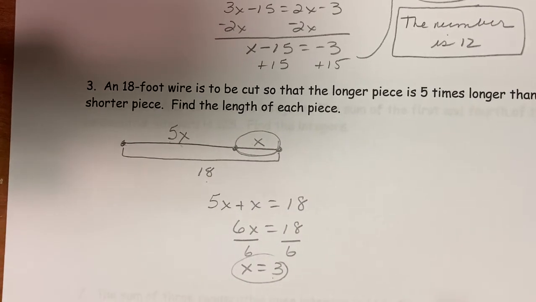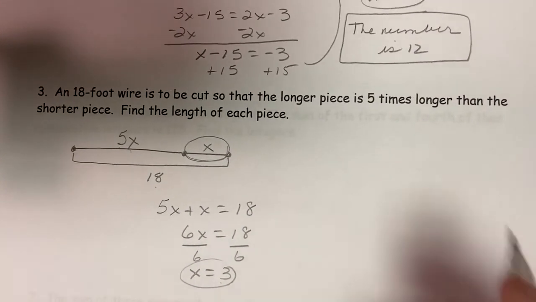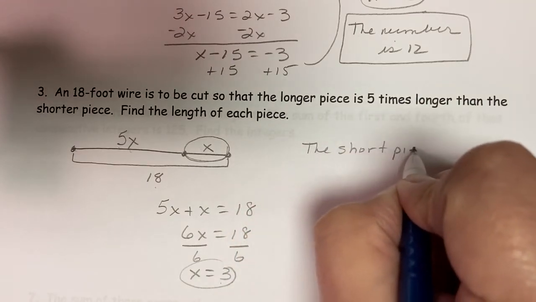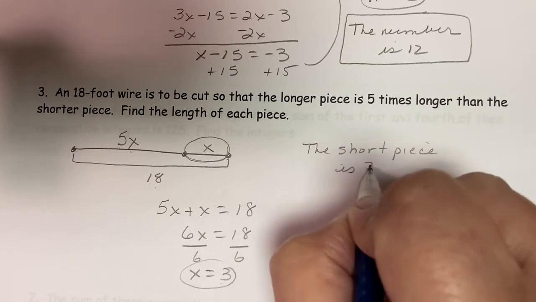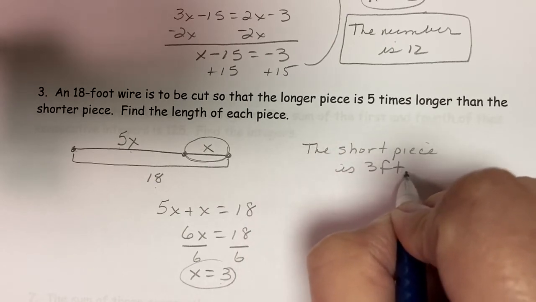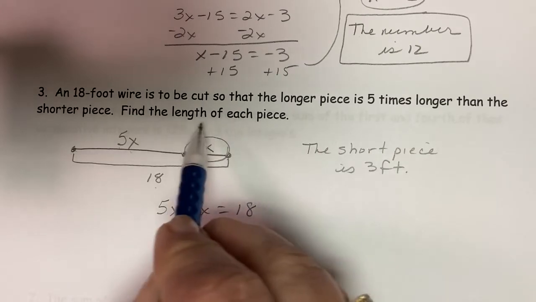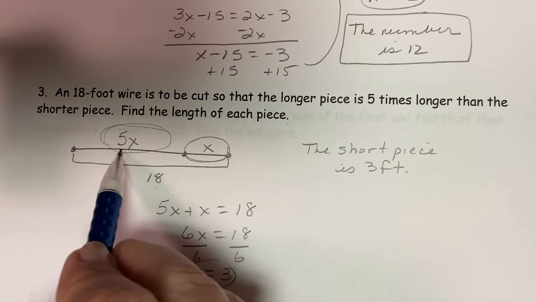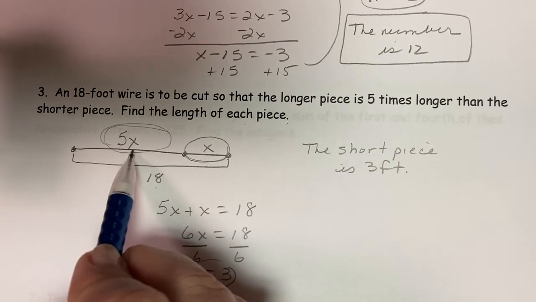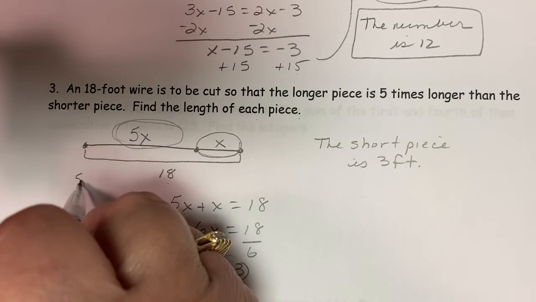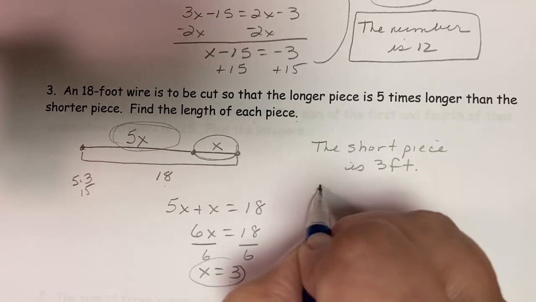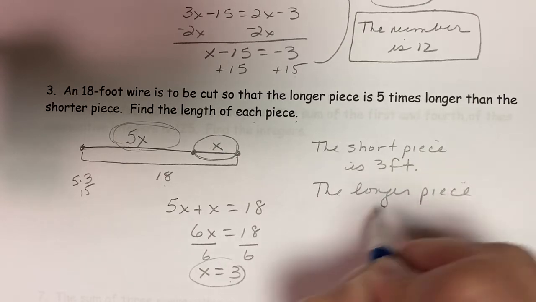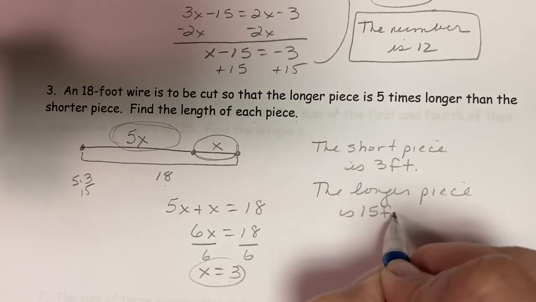So when we interpret this, we now know that the short piece is 3 feet. But we're not done because it says find the length of each piece. How do I find the longer piece? Well, it's 5 times x, or 5 times 3, which is 15. So the longer piece is 15 feet.